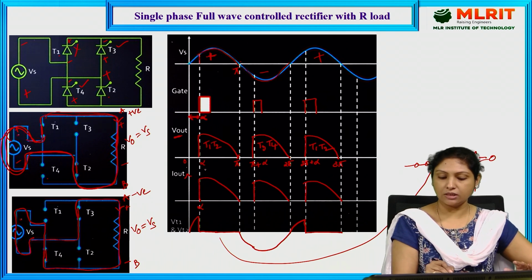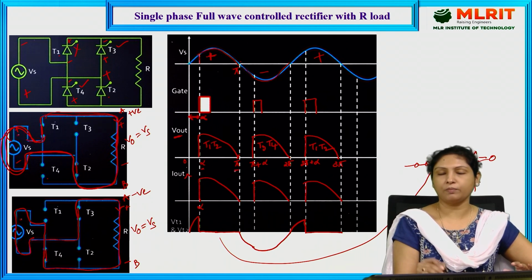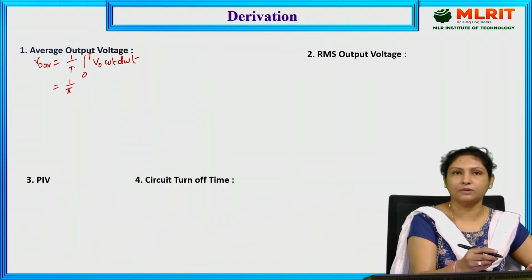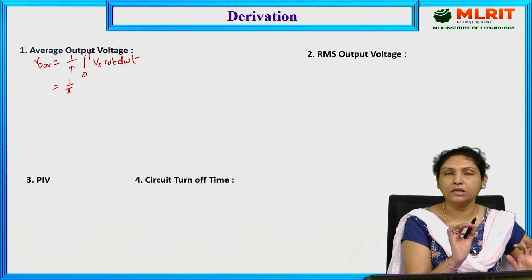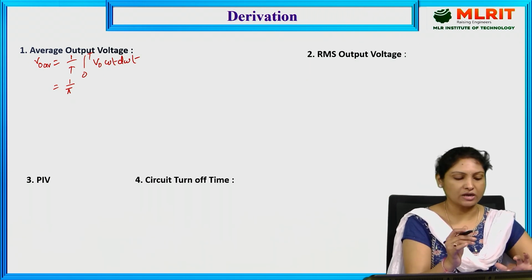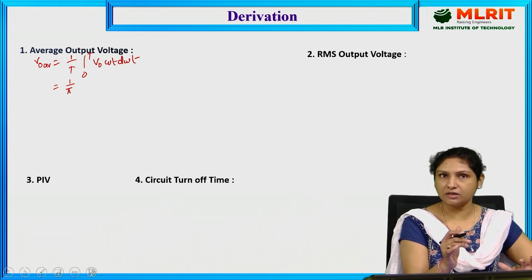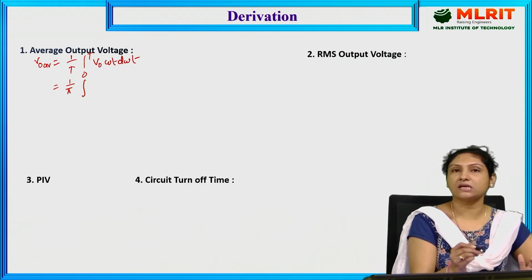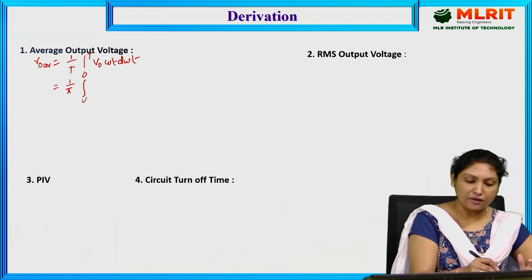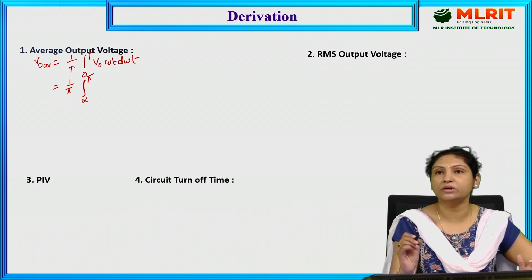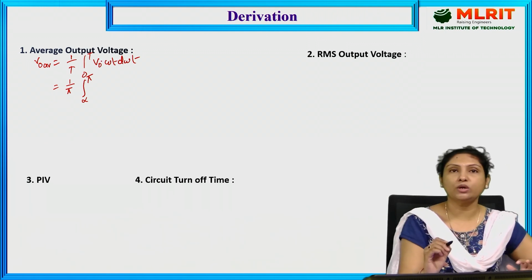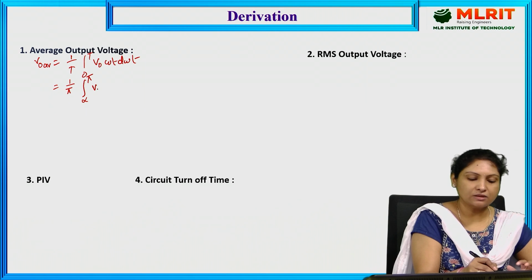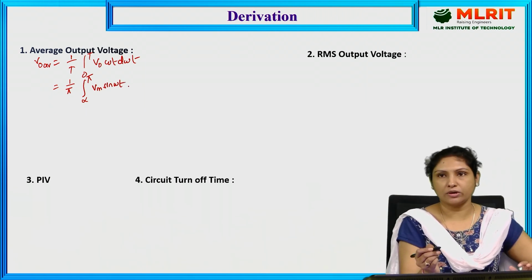Coming to the intervals, it is actually conducting from alpha to pi. So that will be the limits. Total time period is pi, and limits are alpha to pi. Actual output voltage is present from alpha to pi, where V naught is equal to V maximum sine omega t, since this is a sinusoidal waveform.